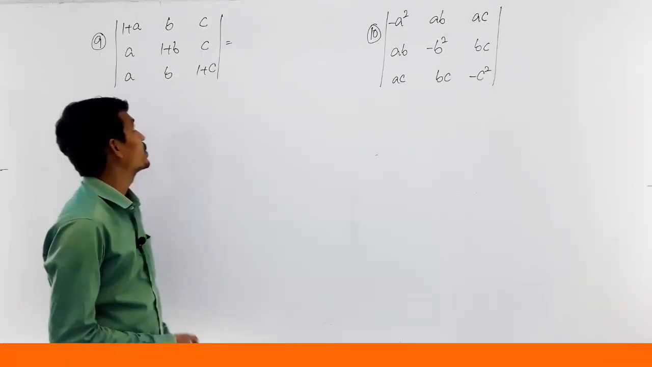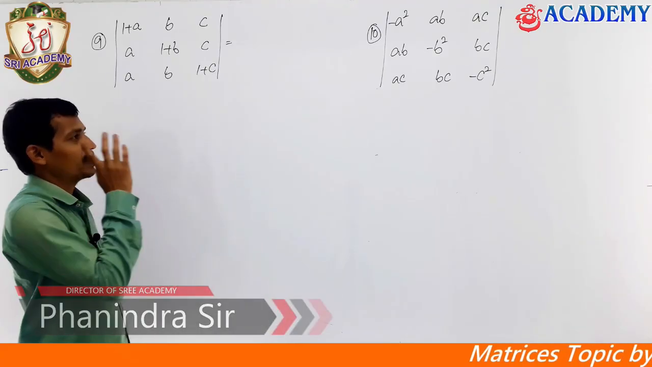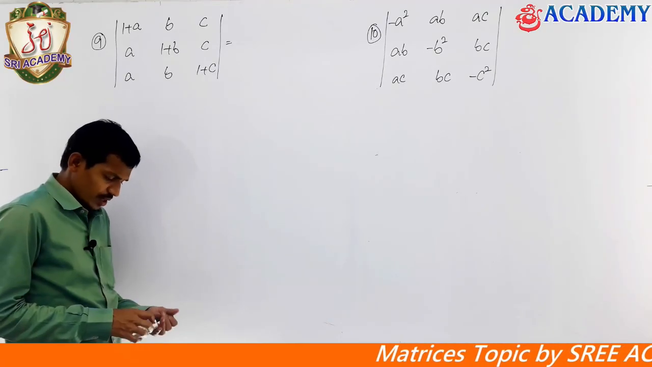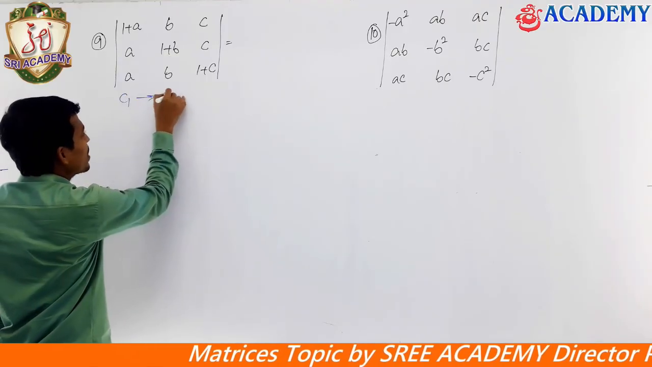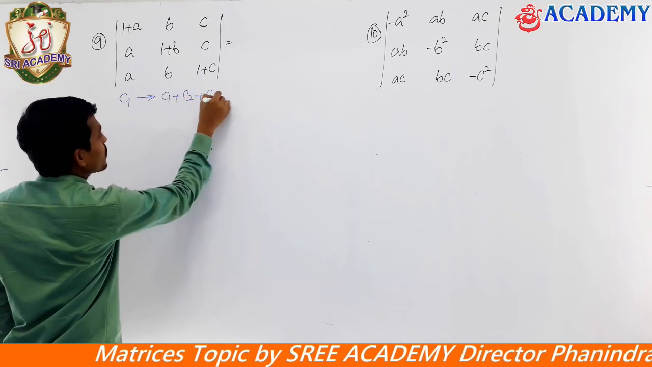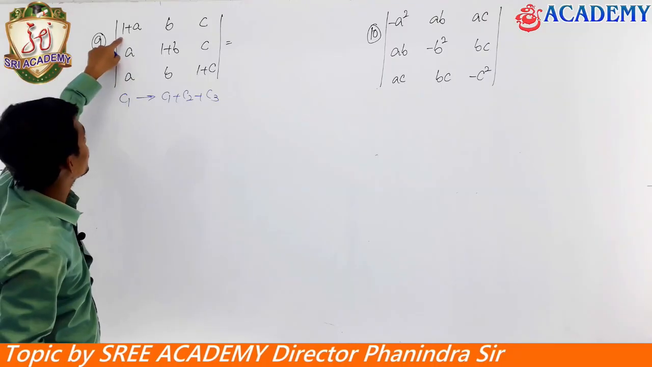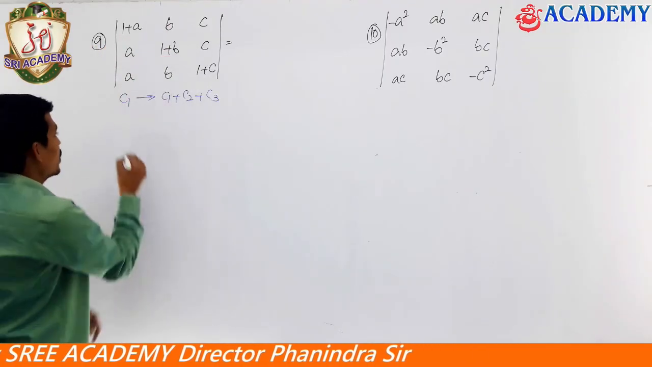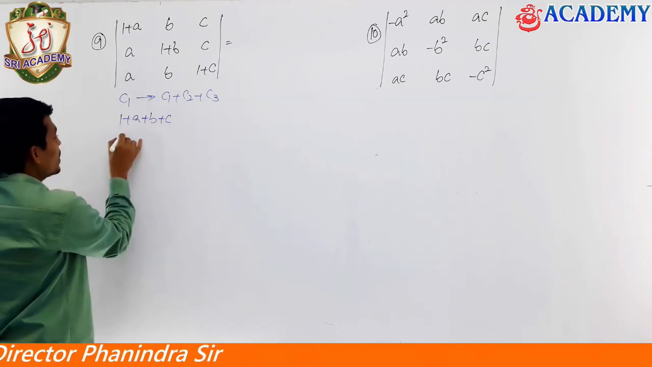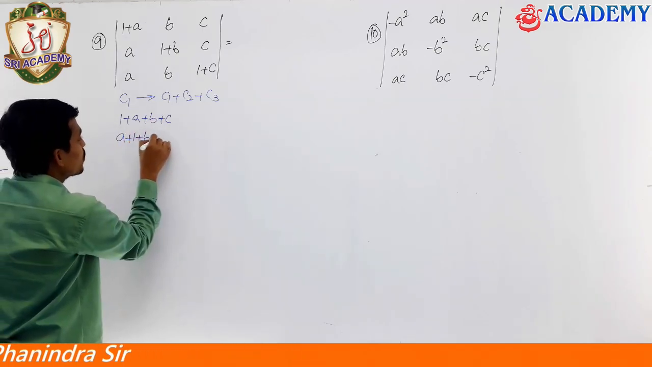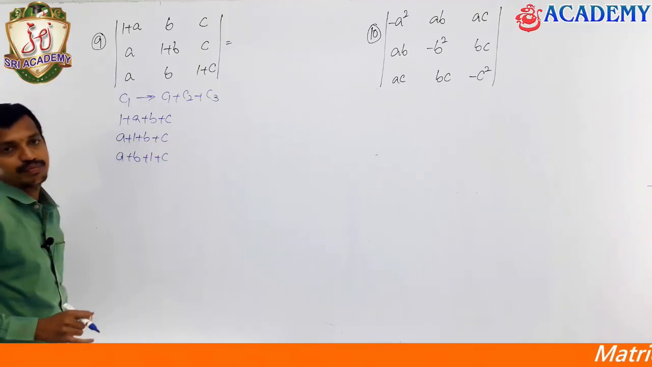The problem is the determinant with rows 1 plus A, B, C; A, 1 plus B, C; A, B, 1 plus C. What I am doing is writing, in place of C1, C1 plus C2 plus C3. Adding these three values in place of C1, that is 1 plus A plus B plus C in the first row, here A plus 1 plus B plus C, here A plus B plus 1 plus C.